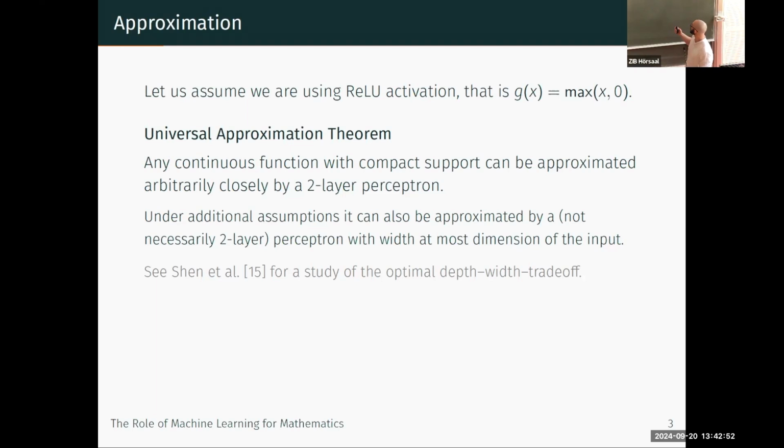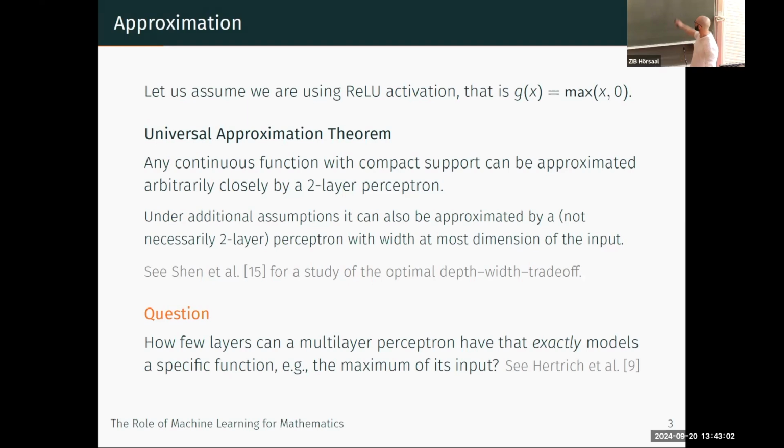This is, of course, an analytic or numerical statement, right? You're getting within an epsilon bound of your function. You can also ask about exact representation, and I just want to highlight one line of research. You can ask how few layers you can use to exactly model a specific function, for example, the maximum of the input. I'm highlighting this because this was done by Christoph Hertrich while he was a PhD student here in Berlin.